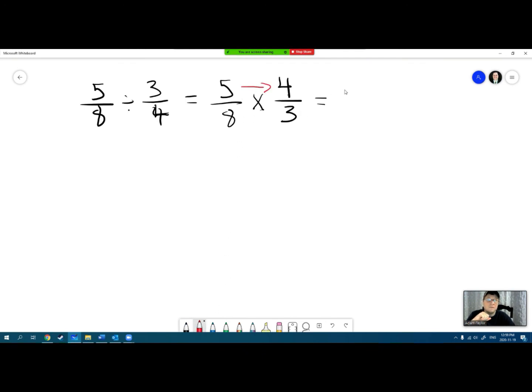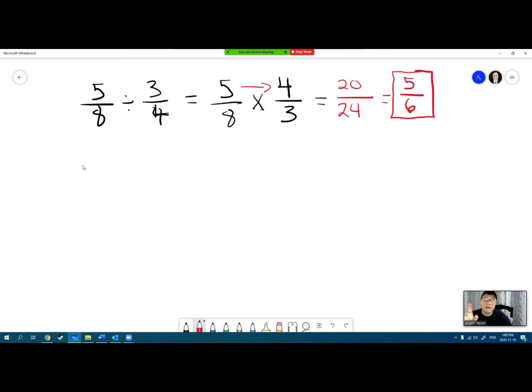5 times 4 is 20. 8 times 3 is 24. Okay? And then we want to reduce. Okay, so we want to find a number that will evenly divide into both 20 and 24. Well, we know that 4 goes into 20 5 times, and 4 goes into 24 6 times. So there's our answer.